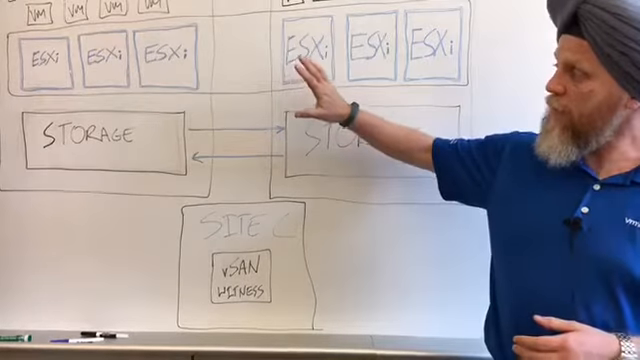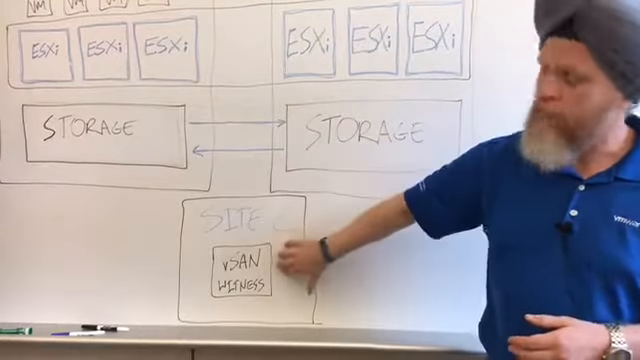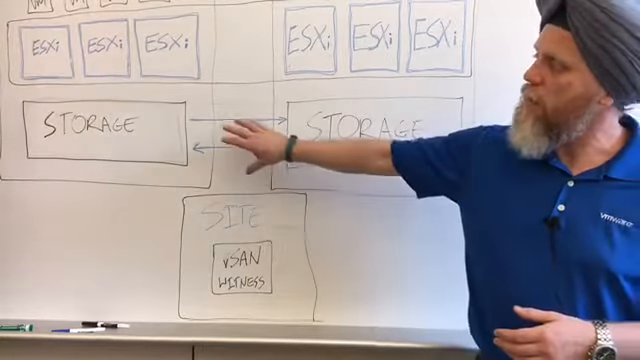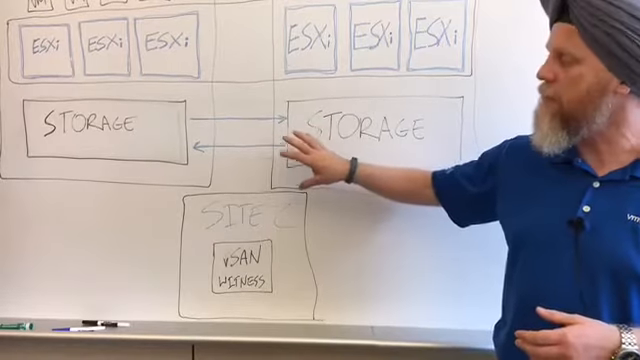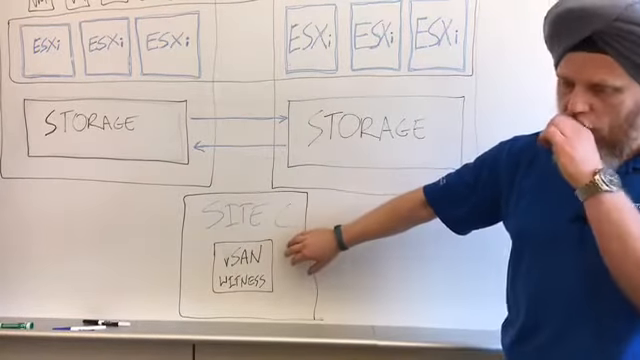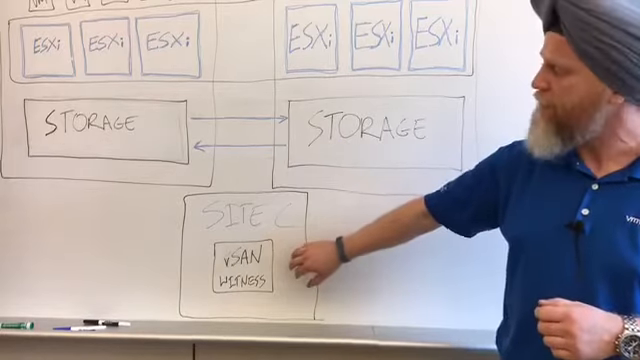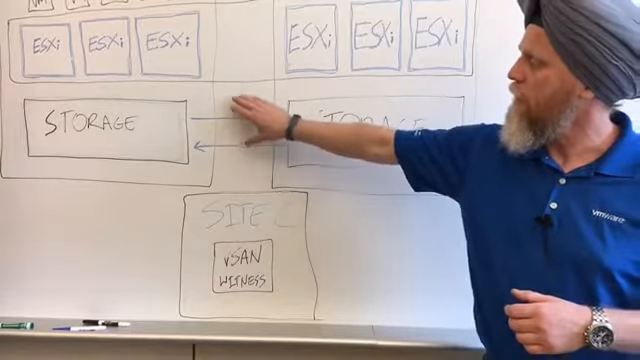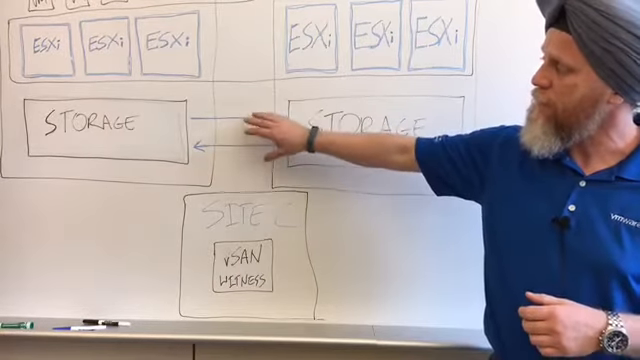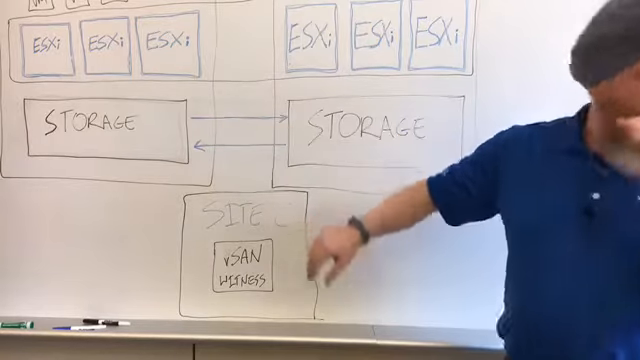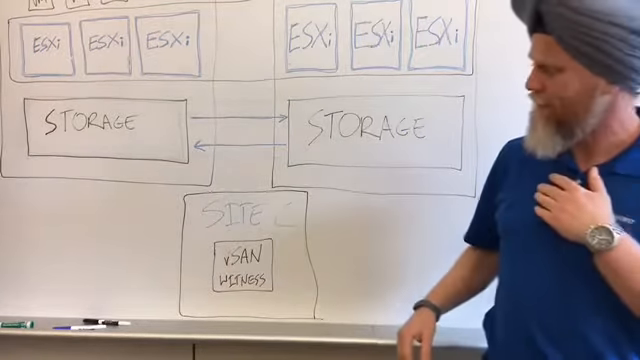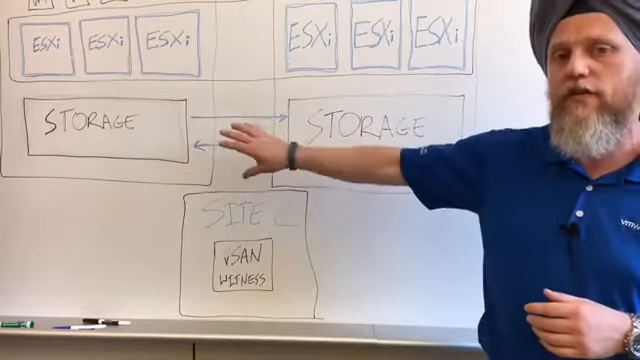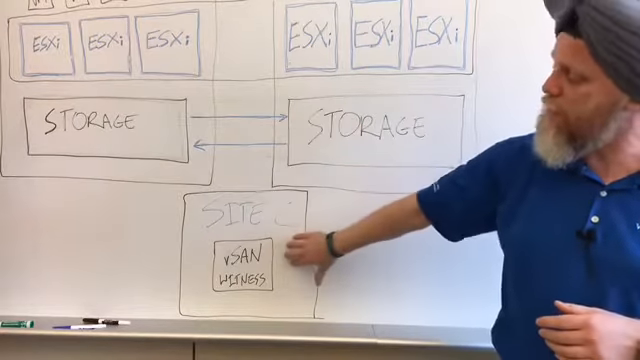So with vSAN, we add this third component, this witness site. And the idea here, and really with most stretch storage solutions, you're going to have something similar: some kind of a third site that is going to handle things in the case of a split brain scenario where the connection between these two sites goes down. We lose that connectivity. And we need some way to make sure that we know which site is the right one to take over. And that's what this third site does.